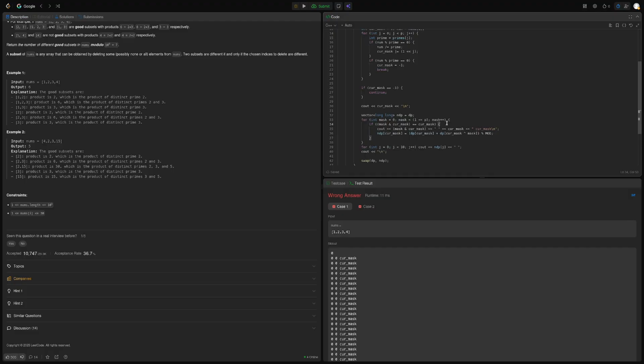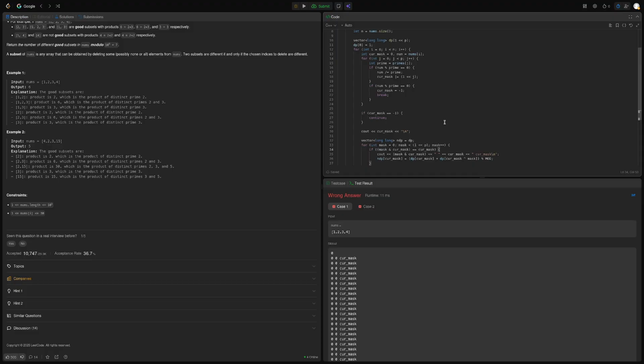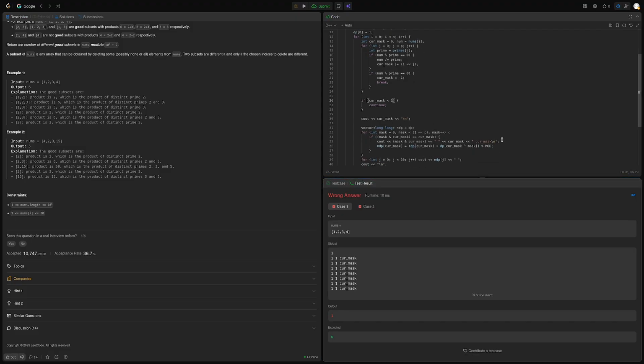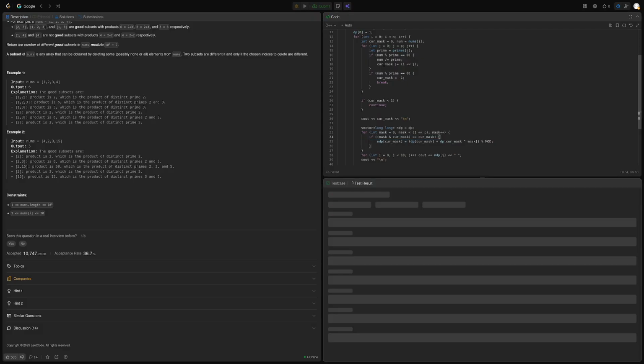Well, 0 should be an edge case. If it's 1, then you can also skip. So let's make it like that, I guess. Whatever. That it's absolutely useless to write out.